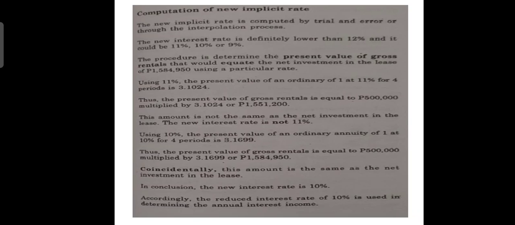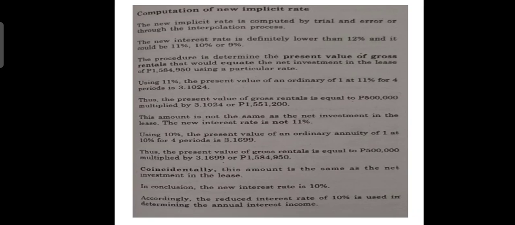The procedure is to determine the present value of gross rentals that would equate the net investment in the lease of 1,584,950 pesos using a particular rate. Using 11%, the present value of an ordinary annuity of 1 at 11% for 4 periods is 3.1024. Thus, the present value of gross rentals is equal to 500,000 multiplied by 3.1024, or 1,551,200 pesos. This amount is not the same as the net investment in the lease. The new interest rate is not 11%.